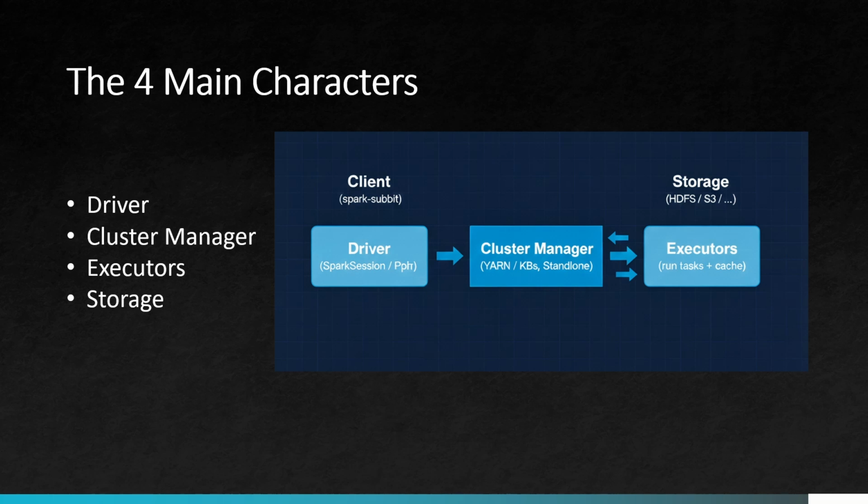Character 3, executors. Executors are processes running on worker machines that actually do the work. They run tasks, keep data in memory or cache, write shuffle data, report results back to the driver. So remember this: driver coordinates, executors compute.